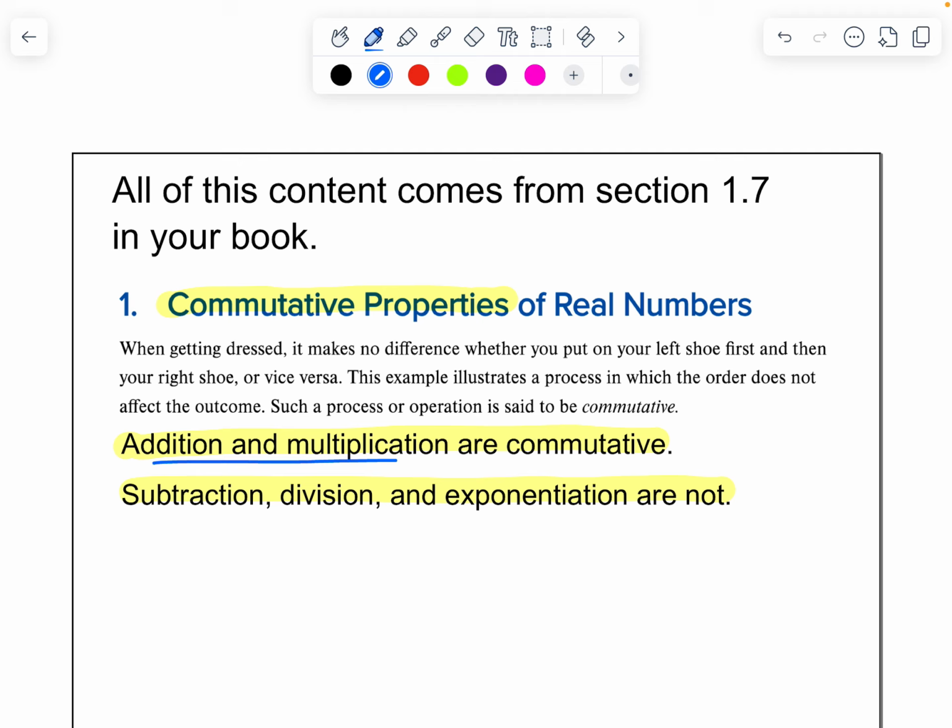Another example, when you're getting dressed, it doesn't matter whether you put on your left sock or your right sock first. You're going to end up with both socks on. So the commutative property means it doesn't matter which item you add or which item you multiply first. Multiplication and addition are commutative.